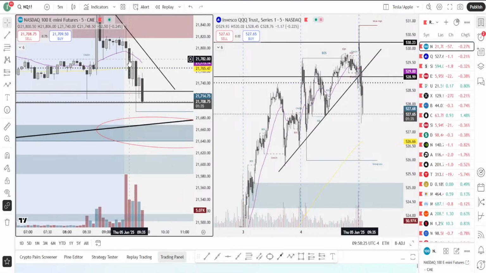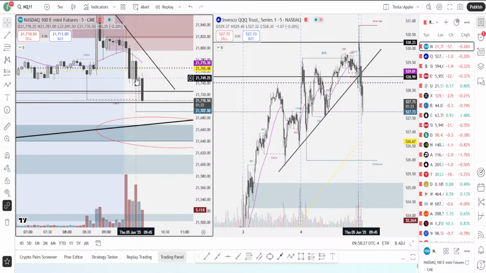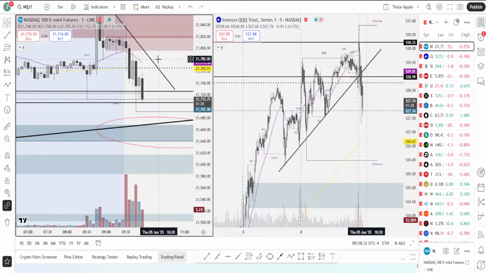Sellers are killing this market right now, man. Killing it. Sellers are killing this market, bro.